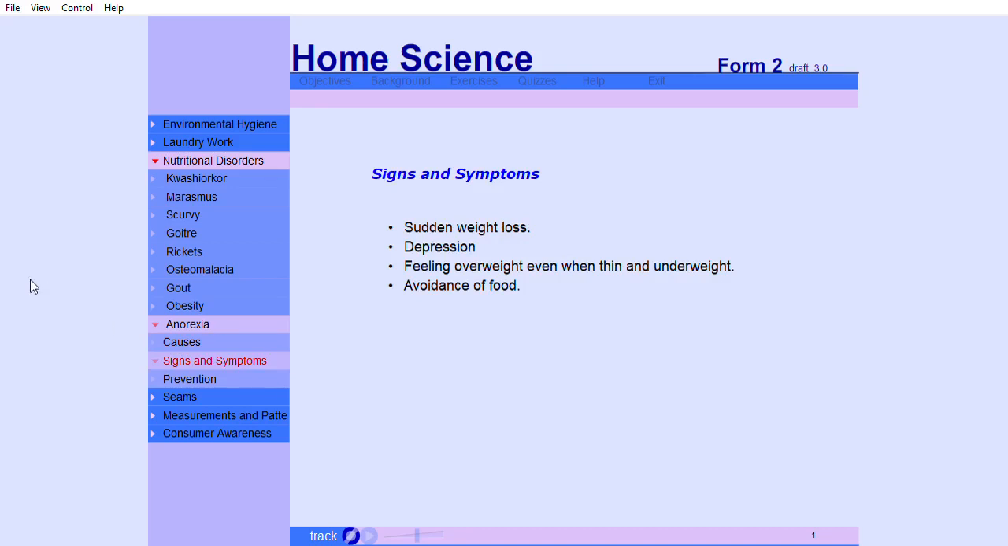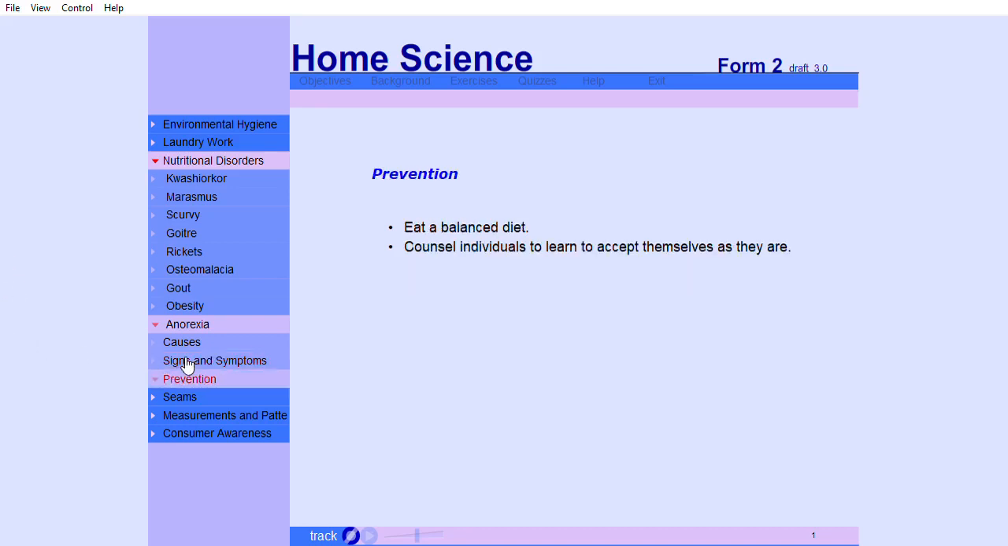These are the signs and symptoms of anorexia nervosa: sudden weight loss, depression, feeling overweight even when thin and underweight, avoidance of food. In order to prevent anorexia nervosa, eat a balanced diet and counsel individuals to learn to accept themselves as they are.